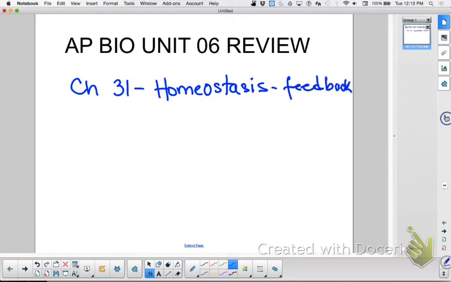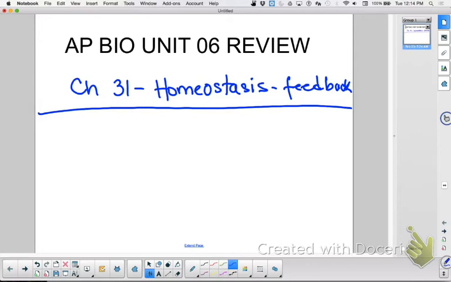Then the next chapter: atom, molecule, organelle, cell, tissue. That chapter was on tissues. What goes up from that? Organs and what? Organ systems. For all organs and organ systems, what are the systems you have to know?